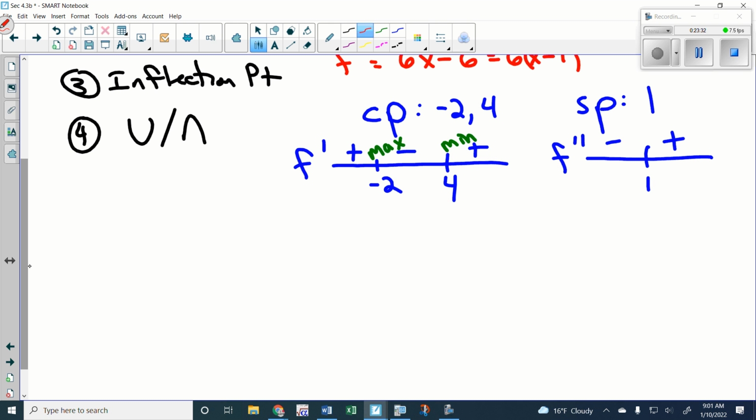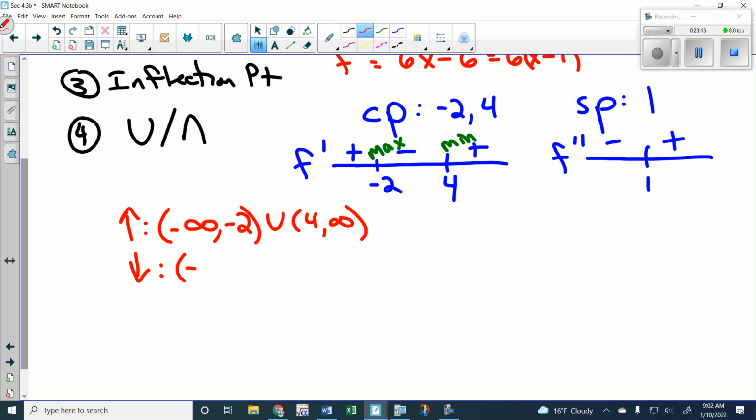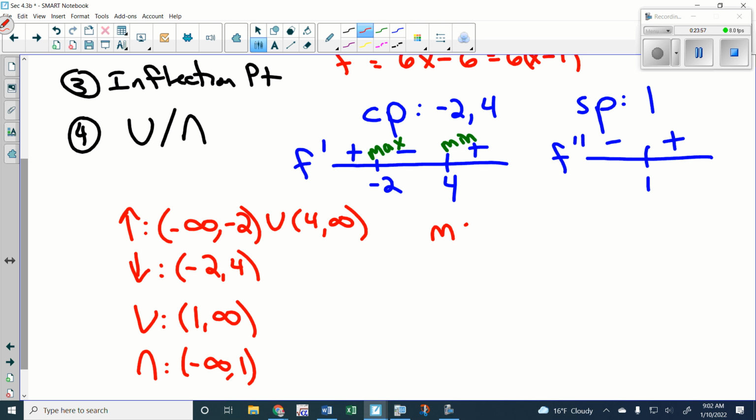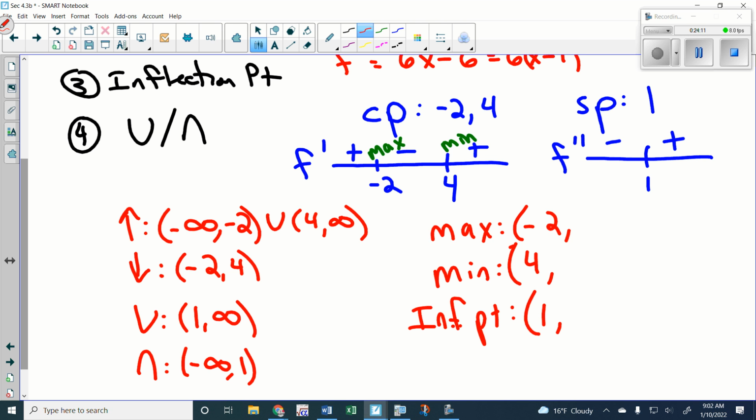Now, if I write all this down, I am increasing from negative infinity to -2, and from 4 to infinity. I am decreasing from -2 to 4. I am concave up from 1 to infinity. I am concave down from -2 to 1. I have a max at -2. I have a min at 4. And I have an inflection point at 1.